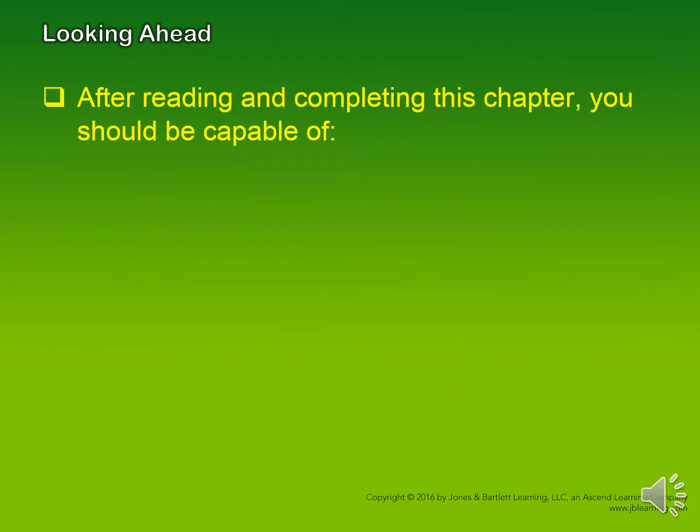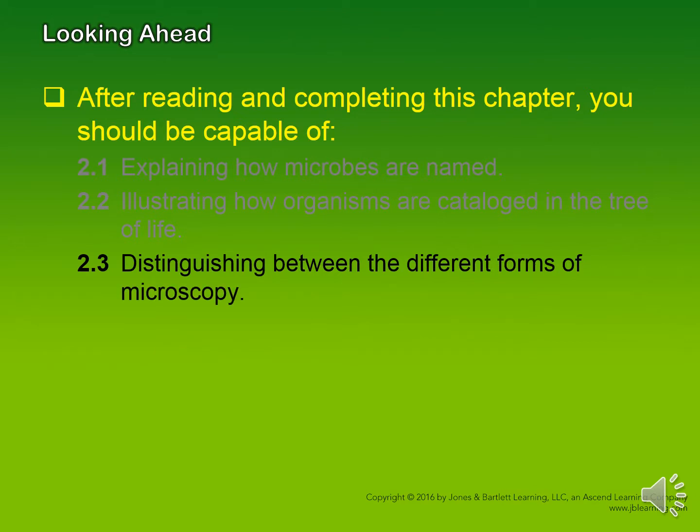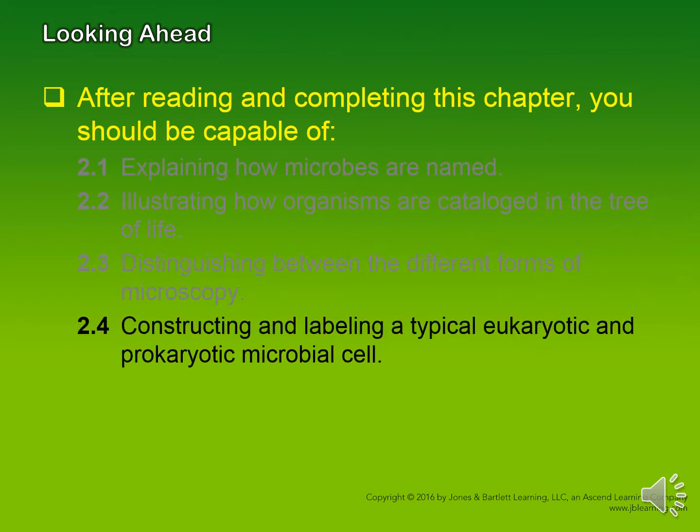Okay, so after we finish with this chapter, you should be able to explain how microbes are named, and this is a very important point. We can illustrate how organisms are classified into the tree of life, distinguish between the different forms of microscopy, and finally be able to construct and label a typical eukaryotic and prokaryotic cell.